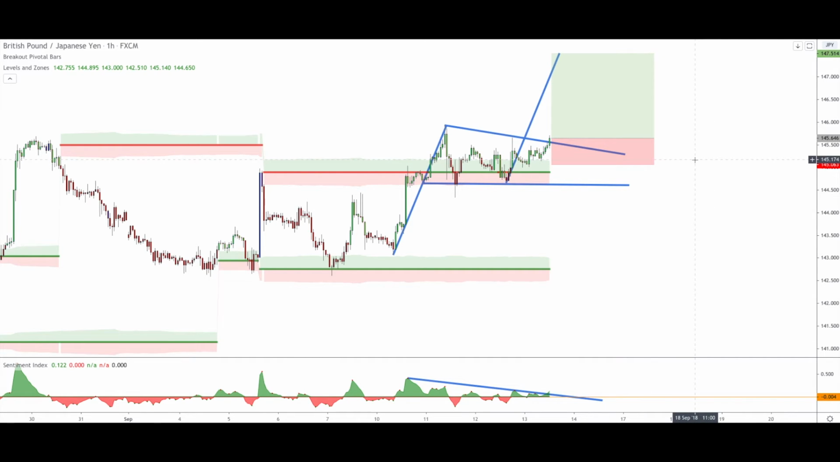So the overall setup looks like this, and we are going to get a 3-point return if we get to the target. Otherwise we will get a loss if we get to the stop loss. Let's just see what the price does, and I'll keep you updated.